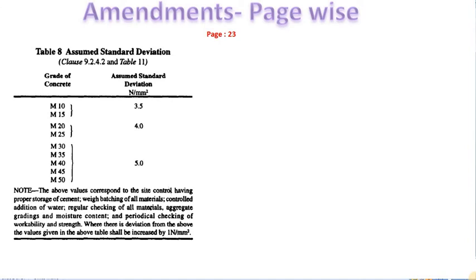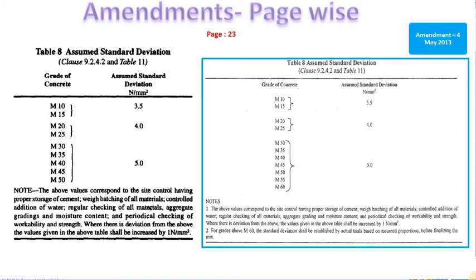Table 8, it is the assumed standard deviation. Since the standard concrete grade was upgraded to M60, the standard deviation value has to be given for M60. For M60 also, the standard deviation value is 5 only, that we can see here.